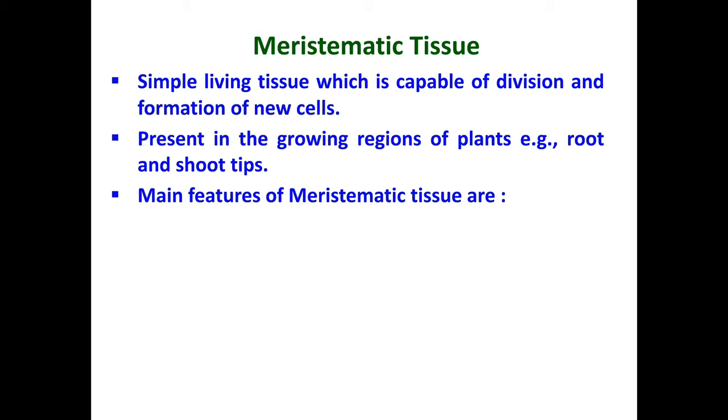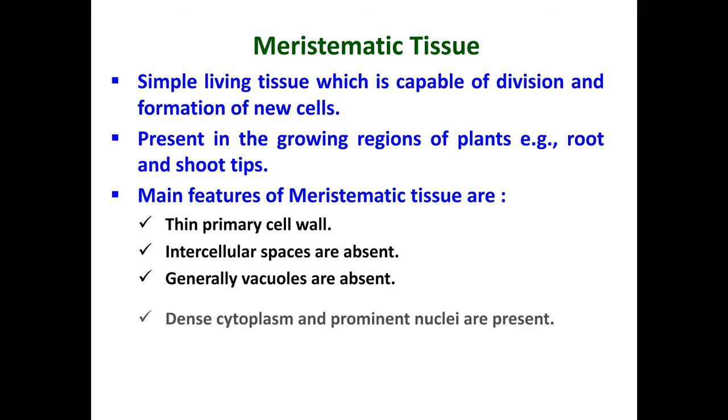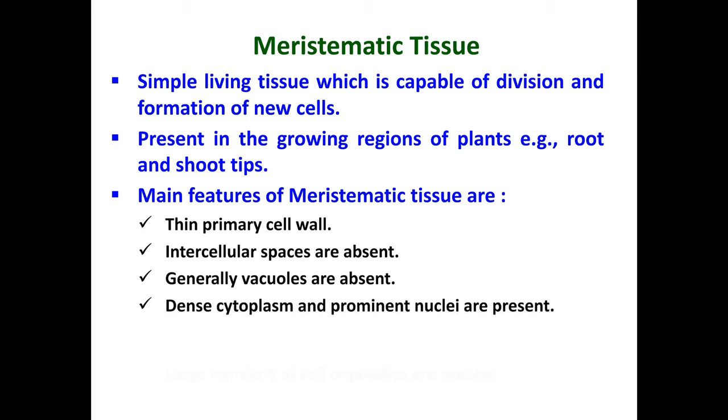So the first important feature is that these are made up of cells which have a thin primary cellulosic cell wall. The cells of these tissues are compactly arranged, meaning they don't have any intercellular spaces. If we talk about the cytoplasmic composition of meristematic tissue, we find that these do not have vacuoles and these have dense cytoplasm and a prominent nucleus.